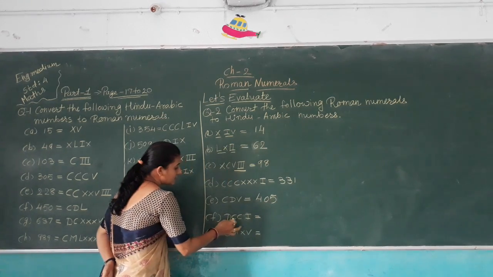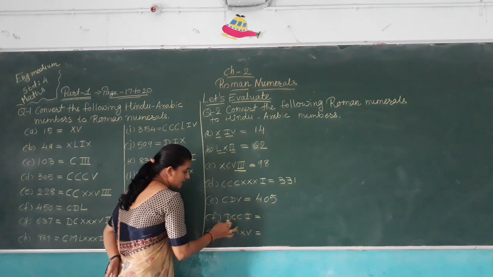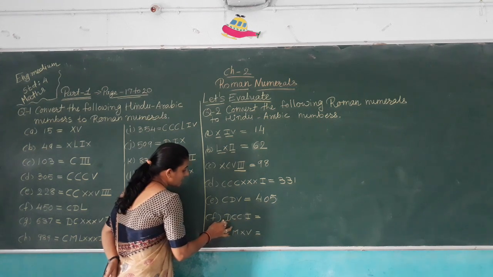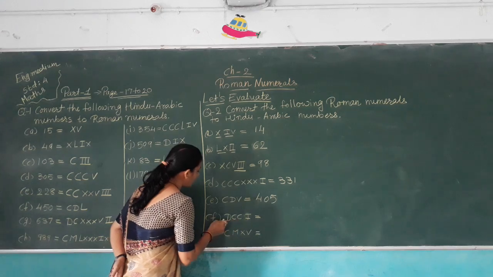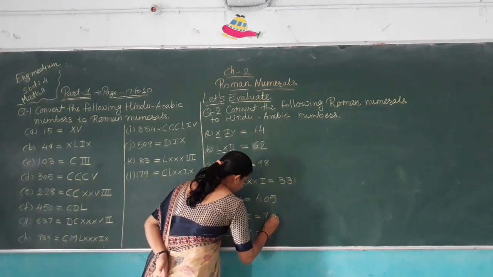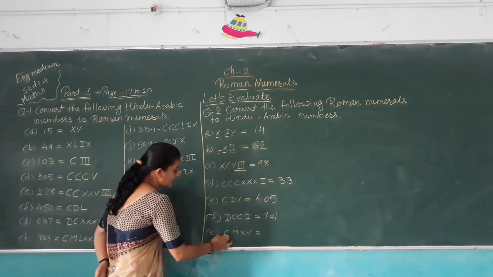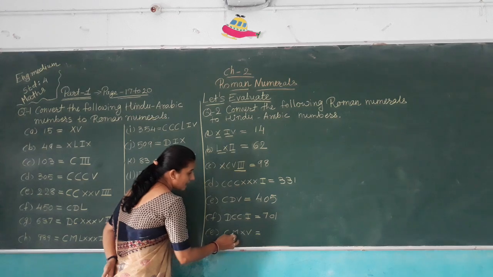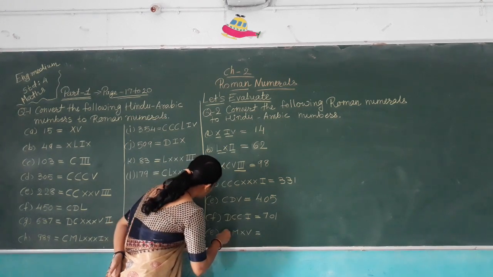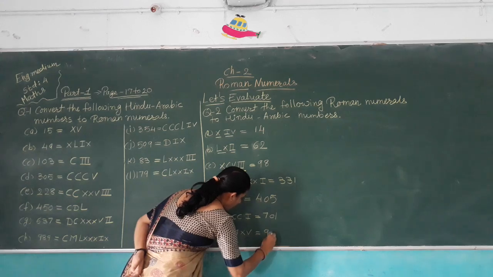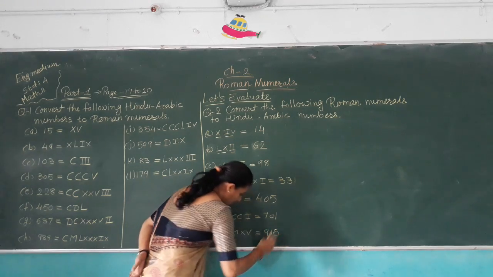Then DCCI: 500, 600 and 700, so 701. Here CMXV is 915.